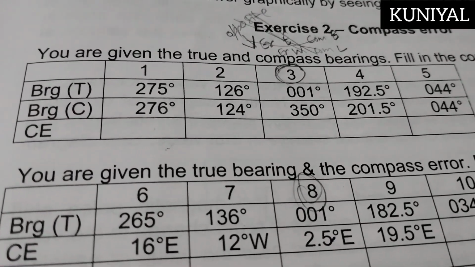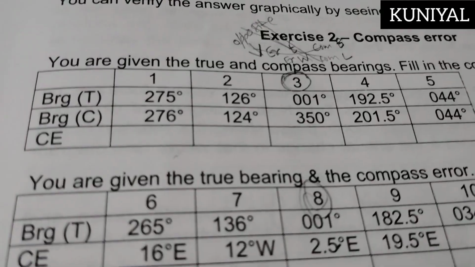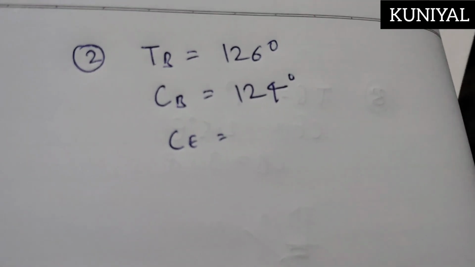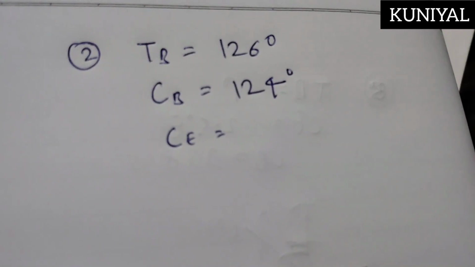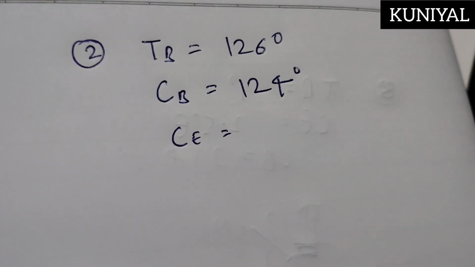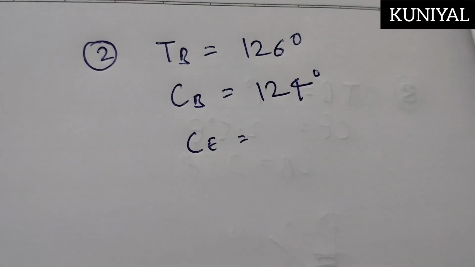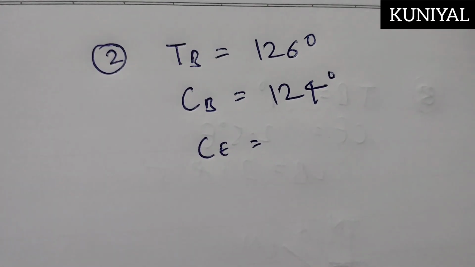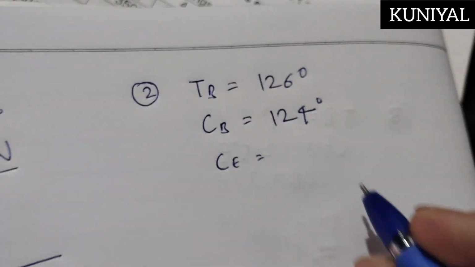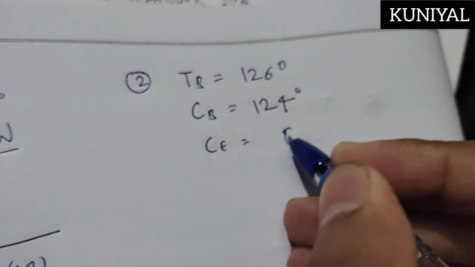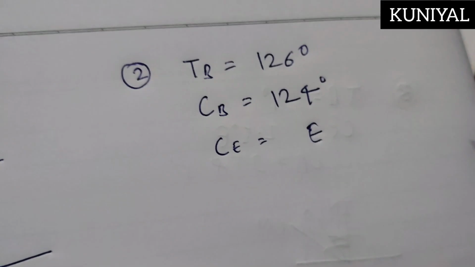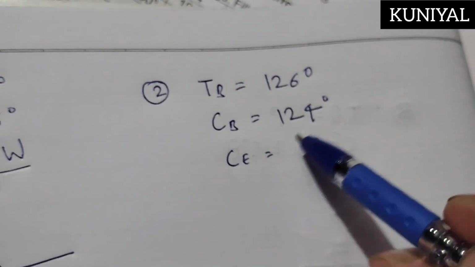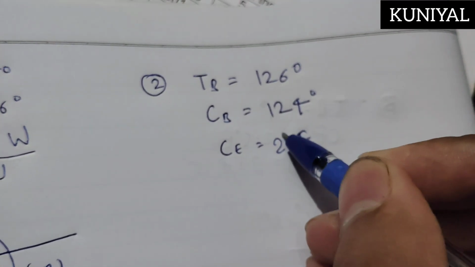Now in the second question, true bearing is 126 degrees and compass bearing is 124 degrees. We have to find compass error. Here compass bearing is lesser than true bearing. It means compass is least, so we know when compass is least, error will be east. And by how much? We take the difference, 126 minus 124, that is 2 degrees. So the answer is 2 degrees east.